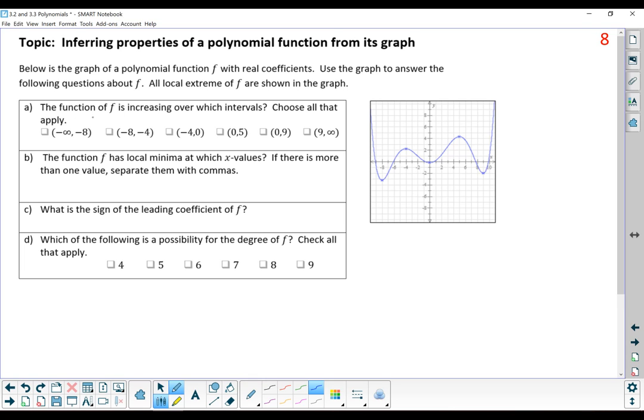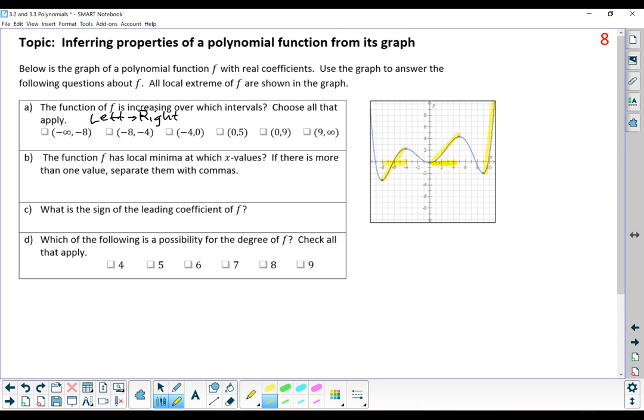The first thing it asks us is, where is the function increasing? And just make sure you read yours because it might ask about decreasing. So for increasing and decreasing, make sure you read the function from left to right, like you're drawing it. So at first, this function is decreasing, then it's increasing, then decreasing, increasing, decreasing, increasing. So like a roller coaster, read it from left to right.